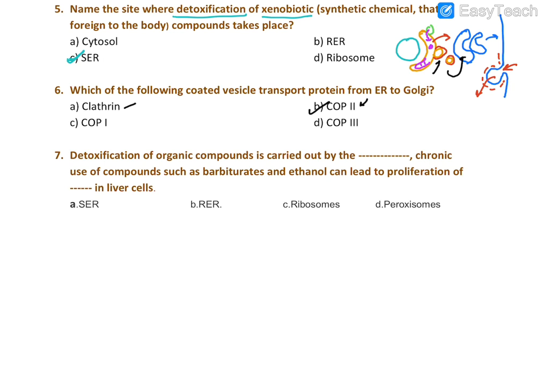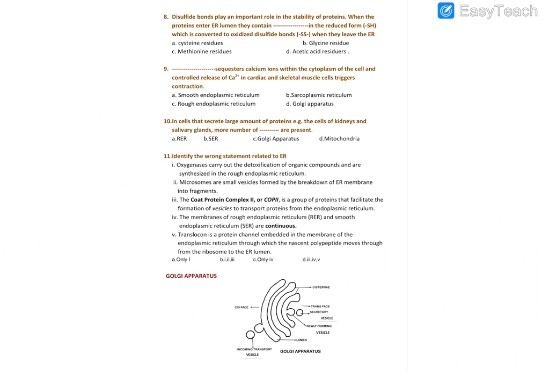Then coming to the next one: detoxification of organic compounds is carried out by dash. Chronic use of compounds such as barbiturates, which are synthetic sleeping pills, or ethanol can lead to proliferation of dash type of cell organelle in the liver cells. Liver cells are actually involved in detoxification. The type of endoplasmic reticulum involved in detoxification is the smooth endoplasmic reticulum. When the person starts taking barbiturates or ethanol, the number of smooth endoplasmic reticulum keeps on increasing in liver cells. Then coming to the next question.